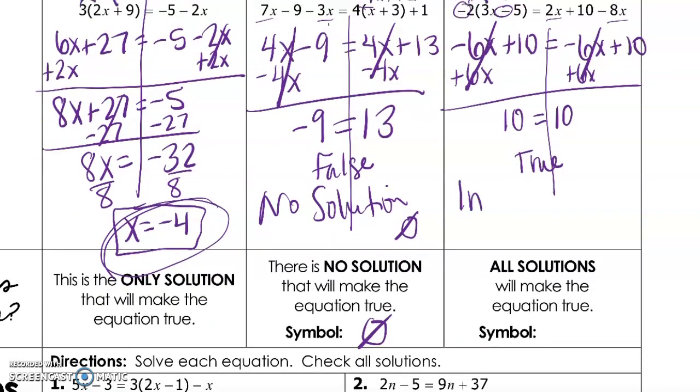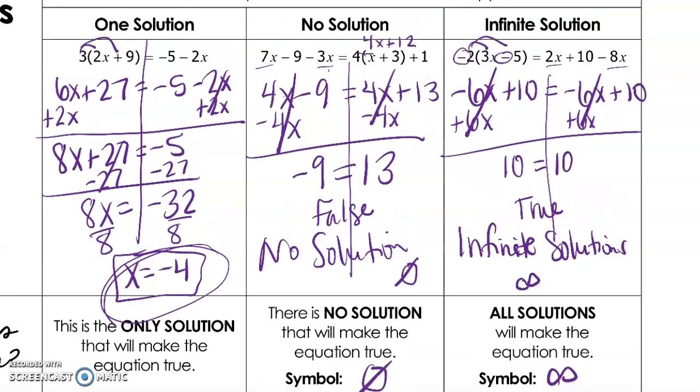So you can write infinite solutions, or you can write the infinity symbol. Okay, again, not x equals, just the infinity symbol. So that's what can happen. You can either have an actual number for a solution, like we've done all along. If your variables cancel and you have a false statement, it's no solution. If your variables cancel and it's a true statement, it's infinite solutions.